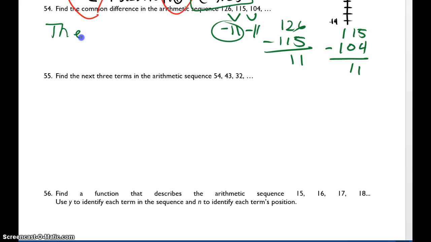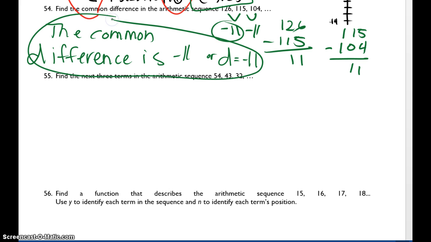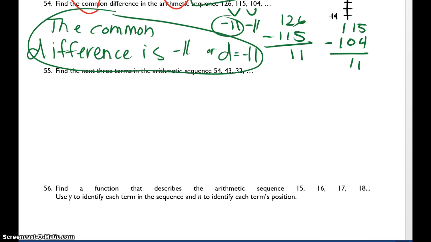So the common difference, which is normally written as D equals, the common difference is -11, or D equals -11. Either one of those is right. The common difference is -11, as long as we got to that point there.